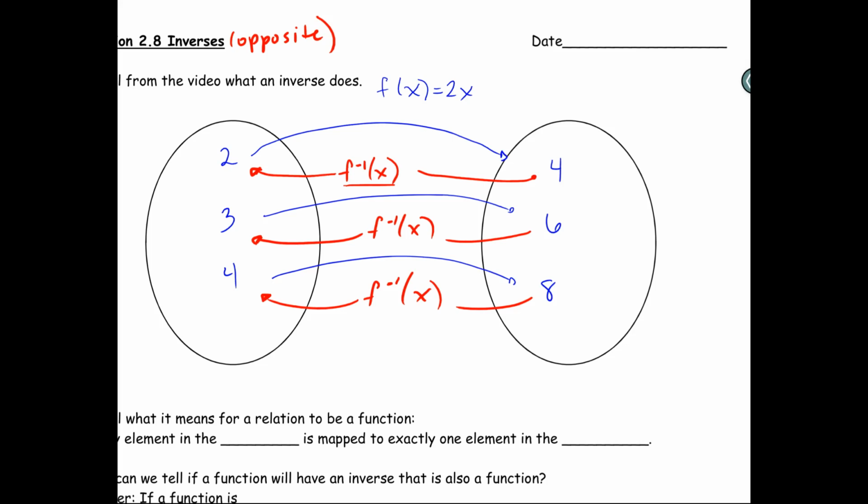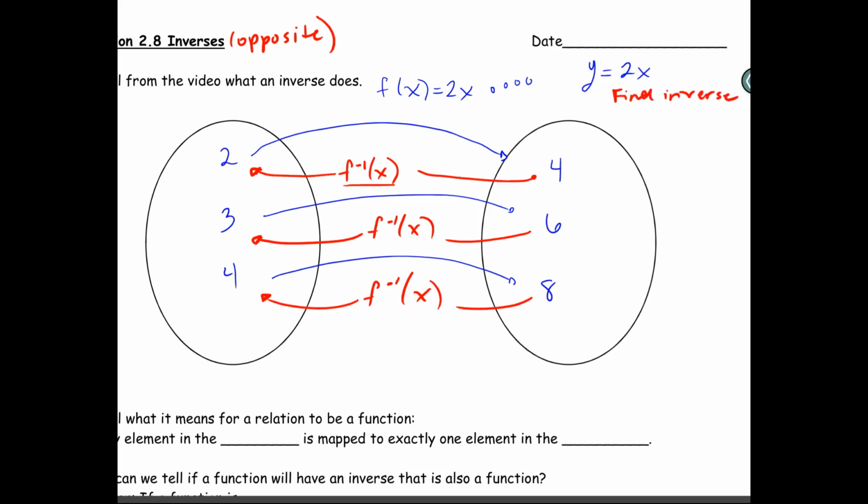Let's take a quick reminder of how we find an inverse function. So if I have f of x is equal to 2x, we can think of that as y is equal to 2x. And how would we find the inverse, based off of what the video stated? Keenan? I think the video just said solve for x, right? Yes. Yeah, find the x.